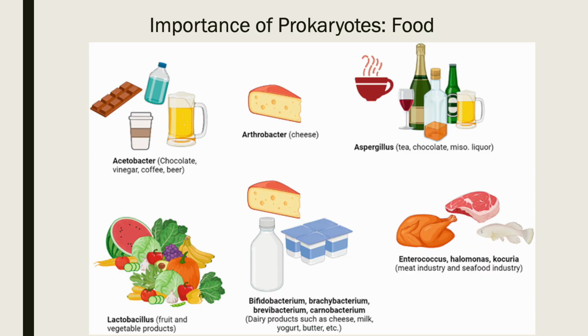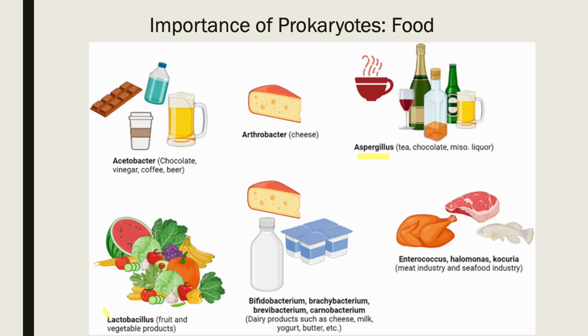They are also very important in our food industry. So Acetobacter is a type of bacteria that helps ferment chocolate, hops to give us beer, even certain types of coffees and liquor. Arthrobacter helps in the cheese making process. Aspergillus is actually a type of fungi, but other bacteria can aid in the alcohol production.